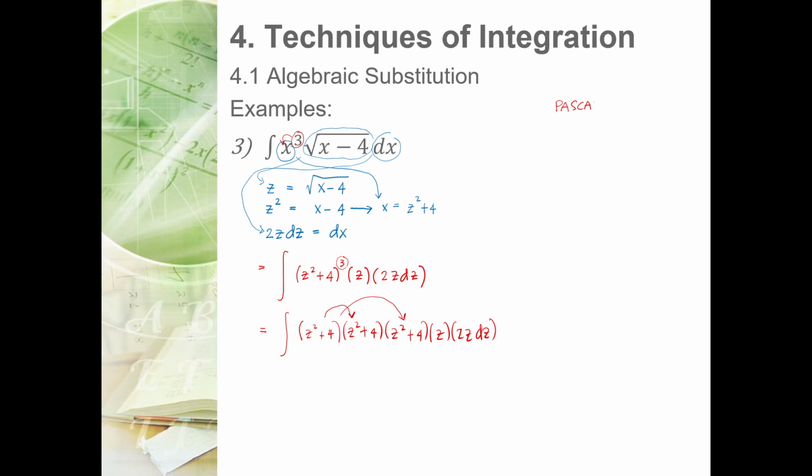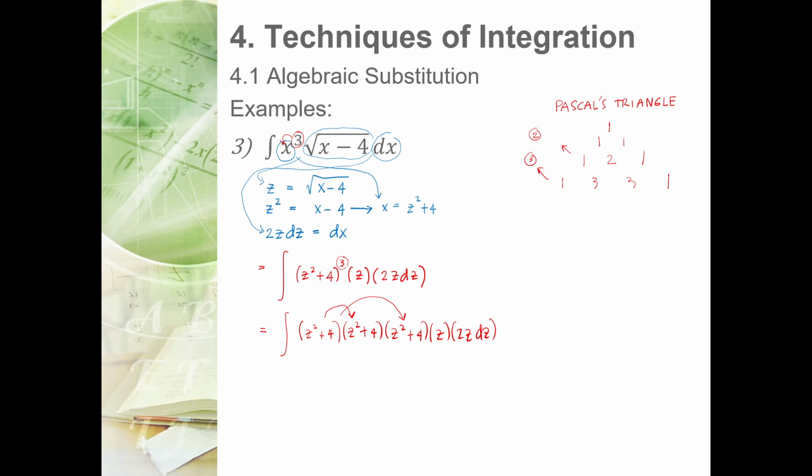For those of you who don't know what Pascal's triangle is, it's the shortcut in determining the coefficients of higher order expansions of binomials. So it goes 1, 1, then 1, 2, 1. This is the quadratic, to the power of 2, second degree. Then 1, 3, 3, 1. This one is the third degree polynomial.